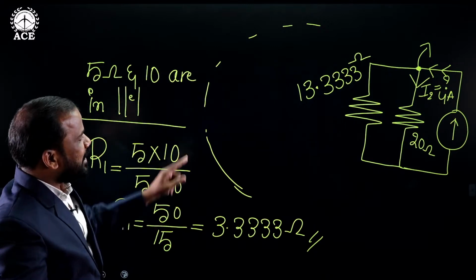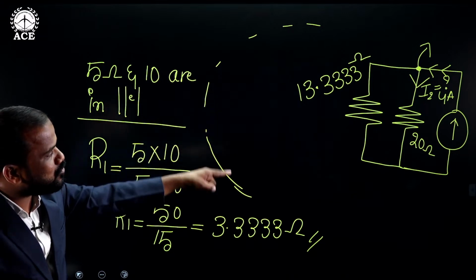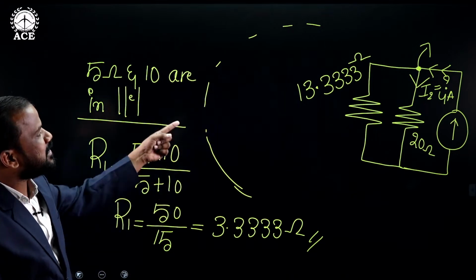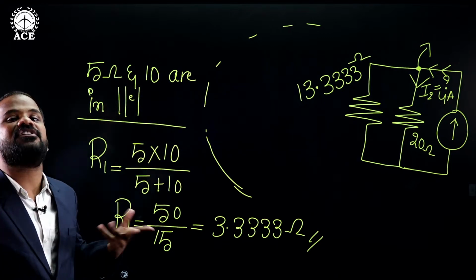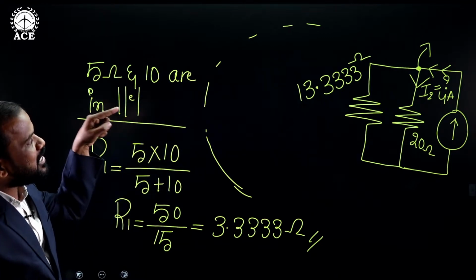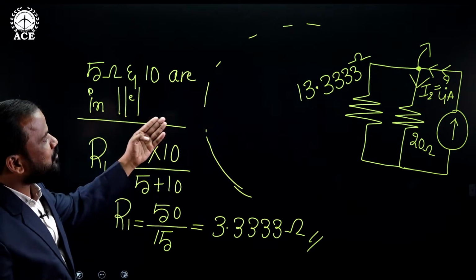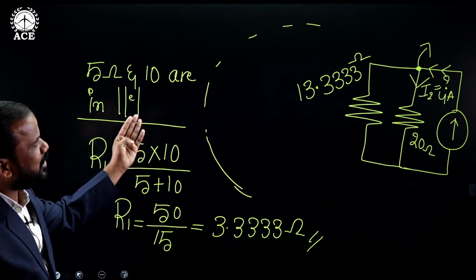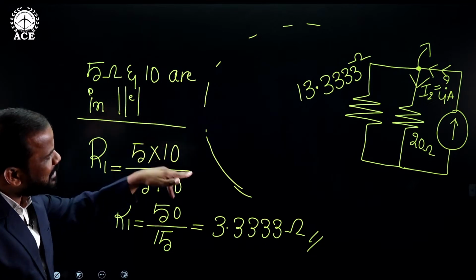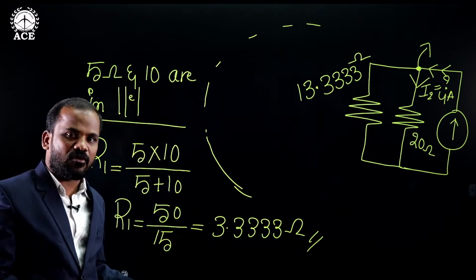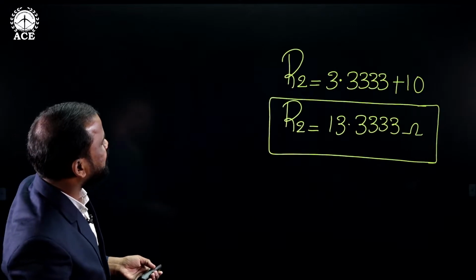Okay, now I can directly say that if I am going to apply the current division rule in the 20 ohms, then 13.3333 ohms is the opposite resistance. The total current available at the junction point is 4 ampere into the opposite resistance, 13.3333, divided by 13.3333 ohms plus 20, gives the final value of the current flowing through the 20 ohms. So now we can find that value.